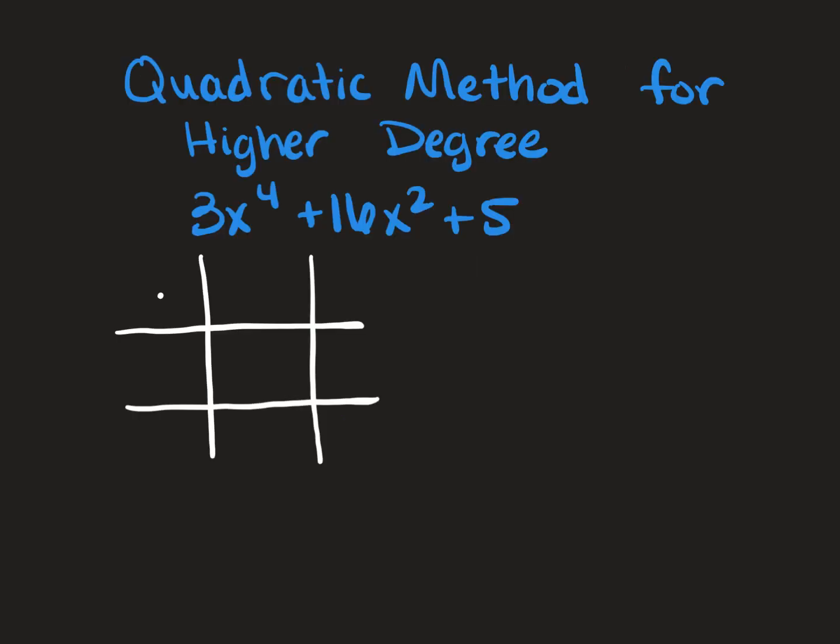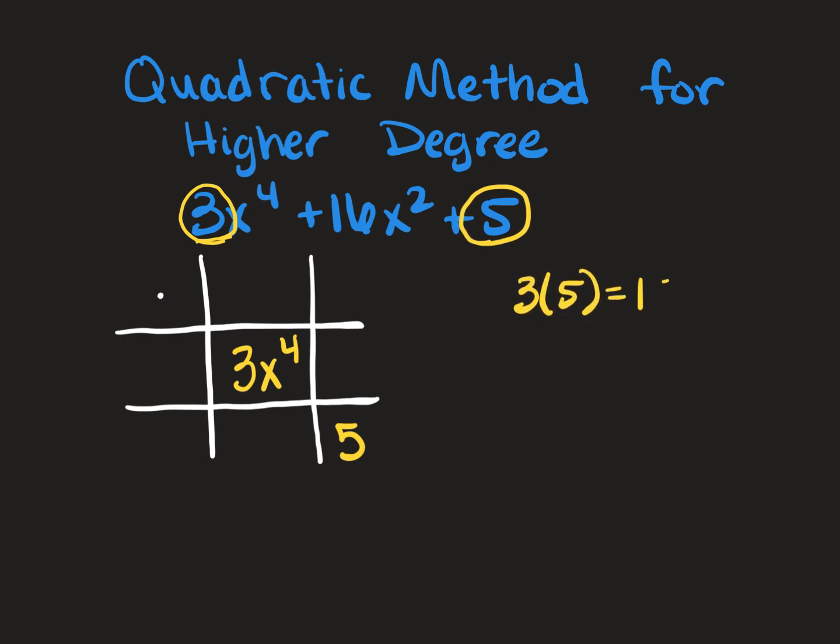For this one, I see that it has a leading coefficient of a 3, so I'm going to use my multiplication table. I'm going to put that first term in and my last term in. And remember that we need to find factors of both of them. So 3 times 5 will give us 15. So I need factors of 15, or numbers that multiply to give us 15. And at the same time, those like terms would have added to give us 16. So the only numbers that will work are 15 and 1.